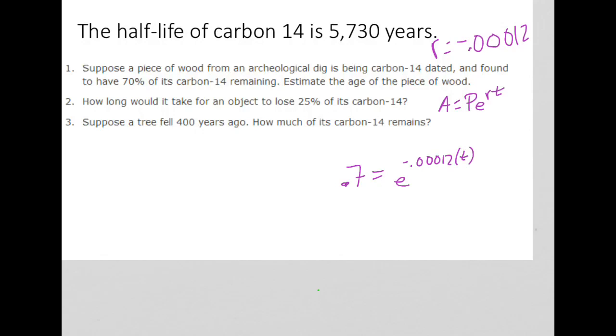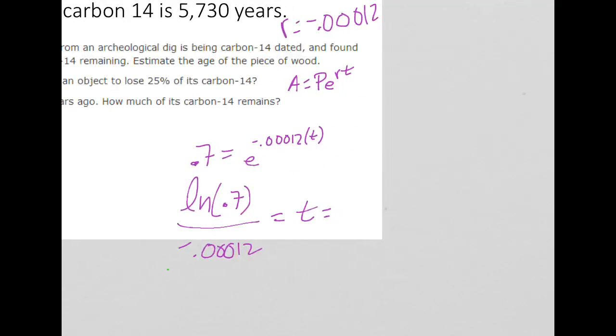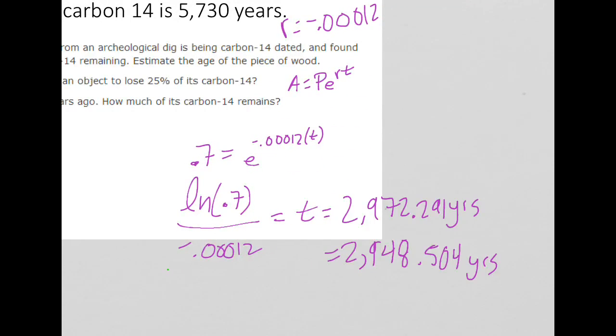And so we're going to solve this by saying the natural log of 0.7, or 70 over 100, or 7 over 10, or whatever you want to do. The natural log of 0.7 divided by negative 0.00012, our rate, equals the time. And again, let's crunch it and see what we get. 2,972.291 years if you round it to 3 decimal places.